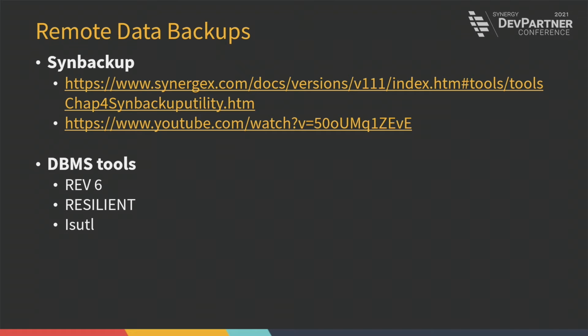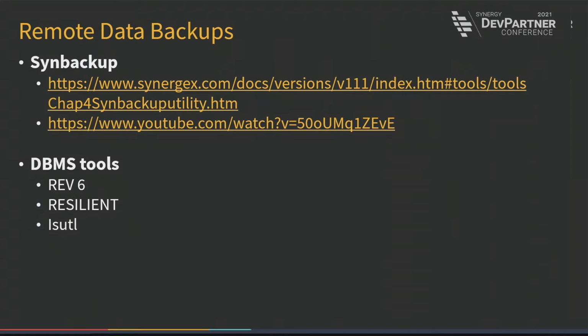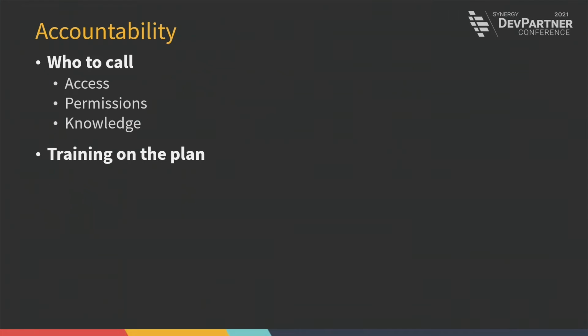And then, of course, I do encourage looking at the latest DBMS tools for Synergy, having your ISIM files up to Rev 6 for the performance enhancements, putting in resilience so you can do live file maintenance and that kind of stuff, for keeping those indexes in sync with the data. And of course, the new features you have with ISUtil, all available within Synergy 11. So it's really great when you're talking about remote data backups to have those tools in place. Now for accountability, this is going to be our accountability chart.